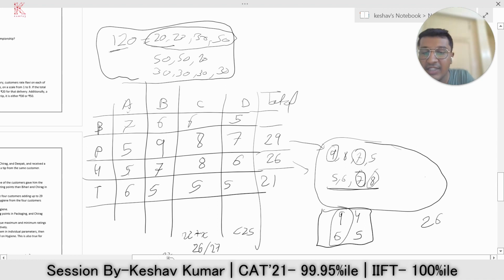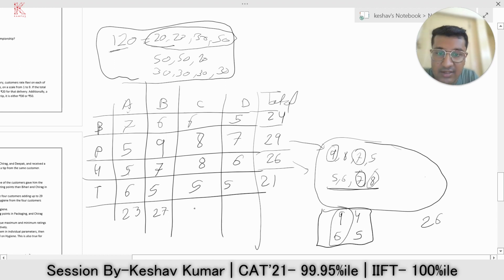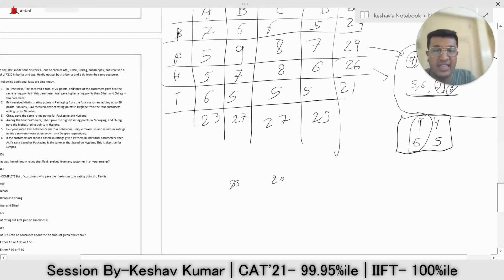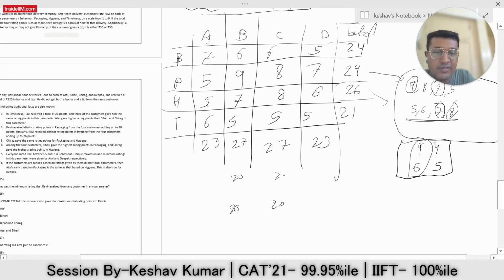So I have all the information which is necessary for me. So let's just fill out all the totals. 7 plus 6 plus 6 plus 5, which gives me 24 over here. And others total is 17 plus 6, 23, 26, 27, well, 21 and 27, yeah, again 27 and 23. So these are the totals. Now I know B and C gave tip of 20, gave bonus of 20. Either A or D, one of them gave 30 as tip and the other one gave 50 as tip.